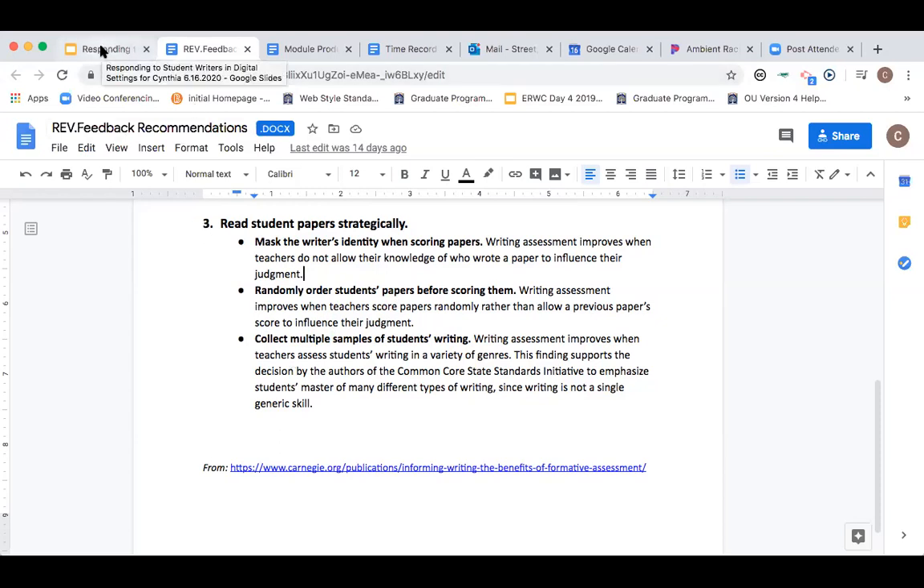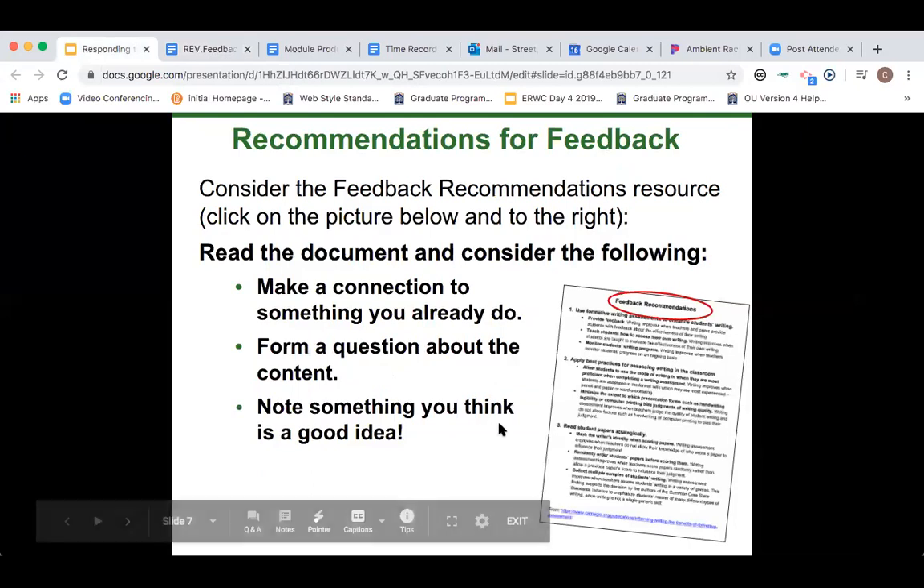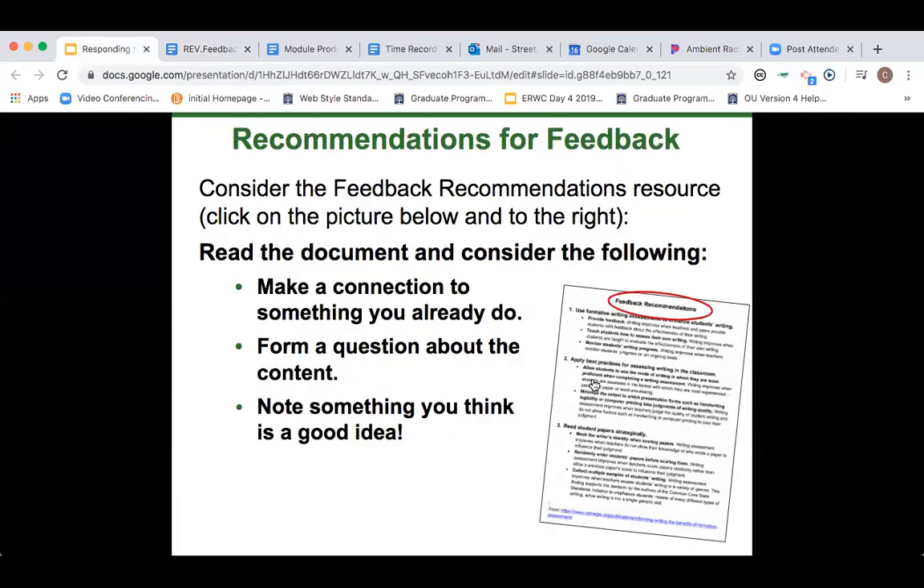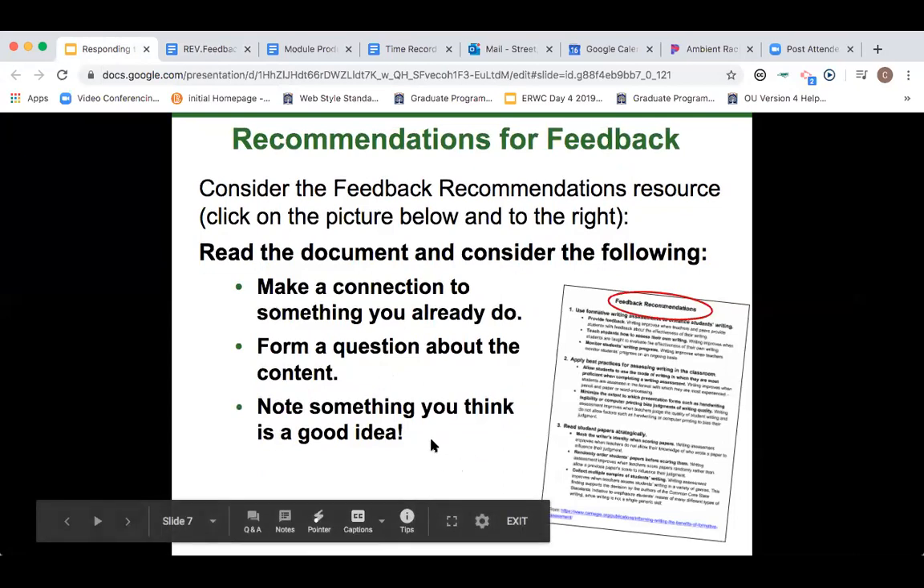So you may have found your head nodding a few times if you're already doing some of those things, or maybe there was something surprising, but this is, when he looked at the research, hundreds of studies, these are some of the recommendations that are all research-based that we as teachers of writing should keep in mind.